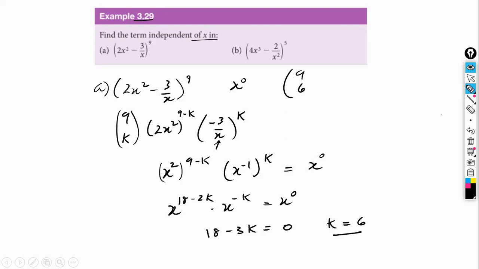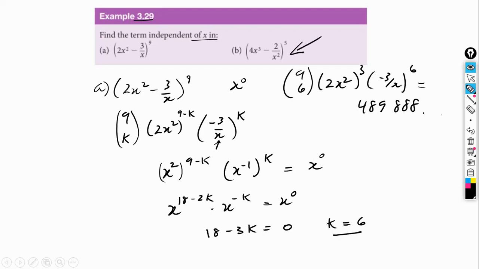9 choose 6, and we would get 2x squared to the power of 9 minus 6, so this to the power of 3, times negative 3 over x to the power of 6. So we know that the x's are going to cancel out, and we're going to get 489,888. Okay, so I will leave part b, since it's so similar, as an exercise for you guys.